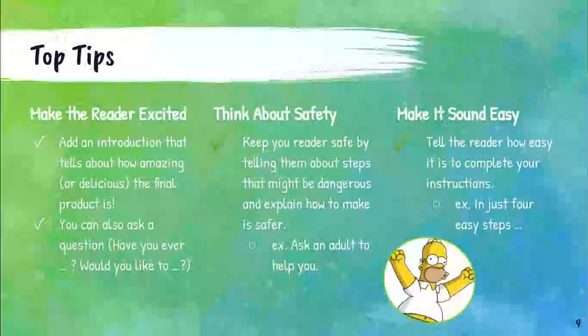You also want to think about safety. Keep your reader safe by telling them about steps that might be dangerous and explain how to make it safer. So you can ask an adult to help you would be an example of a safety tip. If somebody is talking about doing a dangerous task and the instructions are for little kids, it could be like cutting something and the instructions are for a little kid that has to use scissors. You could say, ask an adult to help you because scissors can be dangerous for little kids.